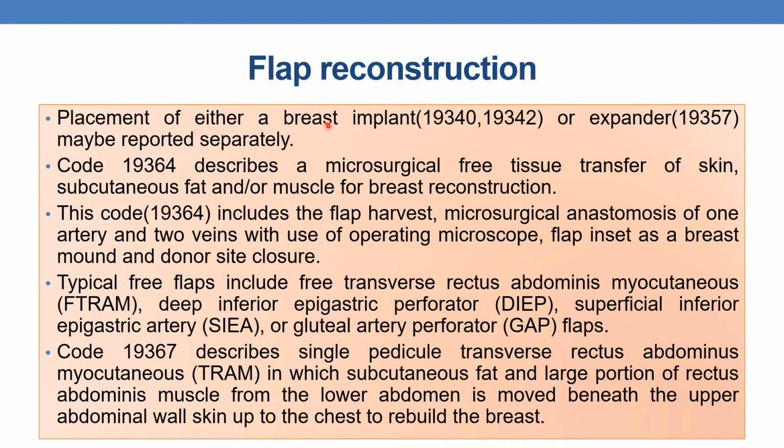The placement of either a breast implant or expander may be reported separately whenever performed, along with flap reconstruction. And the code 19364 describes a microsurgical free tissue transfer of skin, subcutaneous fat or muscle for breast reconstruction. This code includes the flap harvest, microsurgical anastomosis of one artery and two veins with use of operating microscope, flap inset as a breast mold and donor site closure.